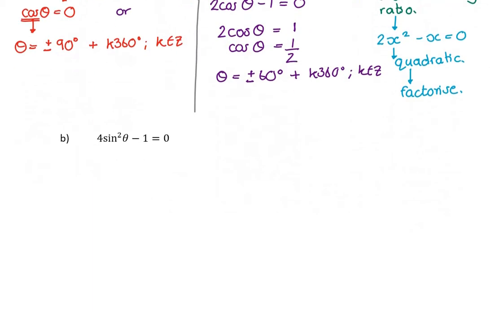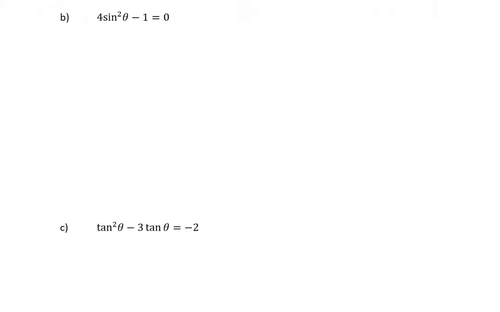Right, let's try another one. So question B, my first question would be, is there more than one trig ratio? And in this case there's not. However, what do you notice? It's quadratic. So actually our first question is now going to be, is it quadratic or is it linear? The answer to that question is either going to be yes or no, and then we will proceed in different manners.